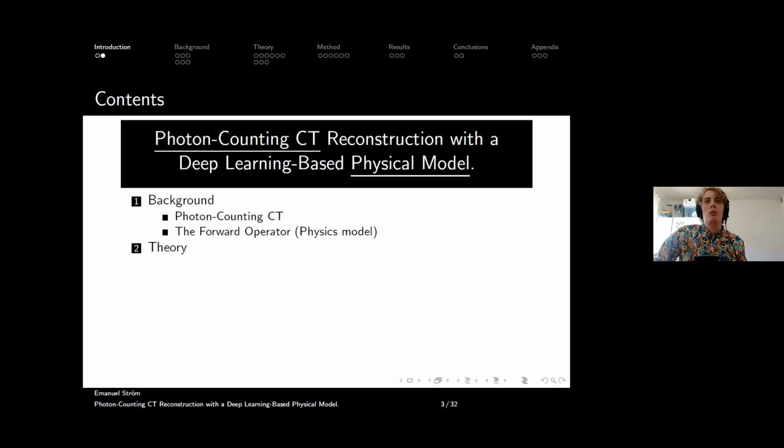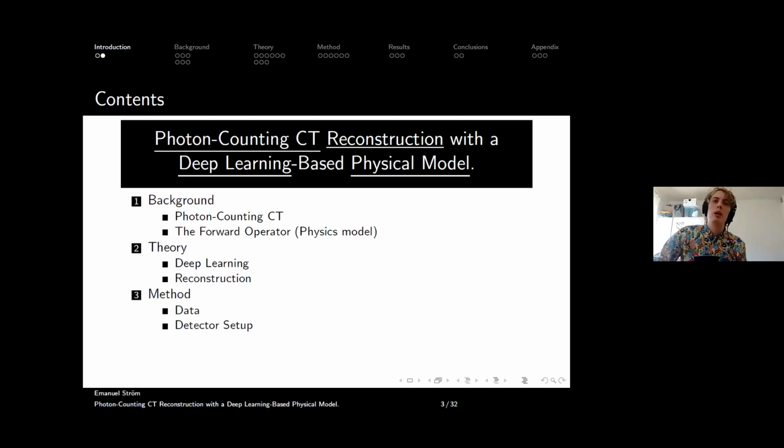And then we're going to go through some theory, especially I'm going to explain deep learning and CT reconstruction from a mathematical point of view. And then we're going to go through the main method of the thesis and some results and conclusions. This is the layout, and you can see the subsections up at the top of this presentation if you ever get lost or get distracted.